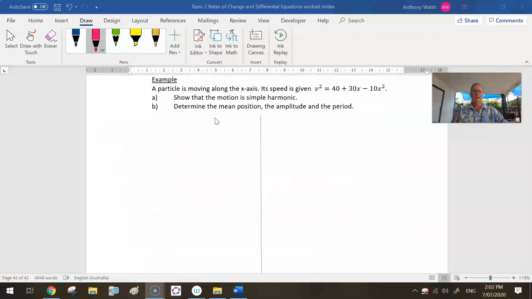Alright, last example. A particle is moving on the x-axis. Its speed is given by this: v squared is 40 plus 30x minus 10x squared. Show that it is in simple harmonic motion.